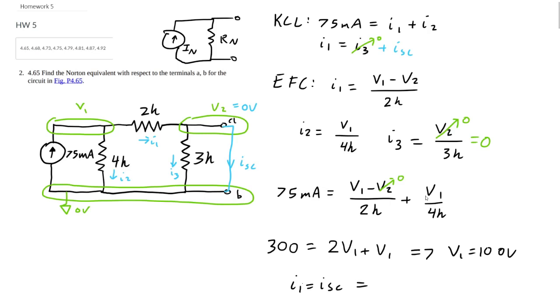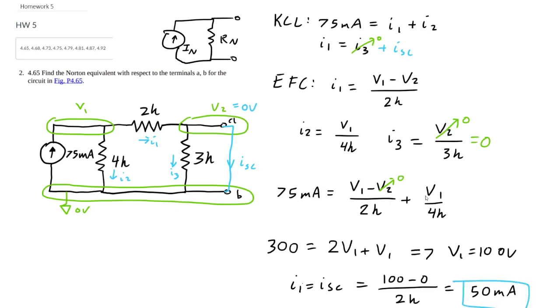So now we can go ahead and calculate I1, which is our I short circuit. That's going to be 100 volts minus 0, which is V2, divided by 2 kilo ohms, which is going to be 50 milliamps. 100 divided by 2,000 is 50 milliamps. Okay, so now that we have I short circuit, we have I Norton.